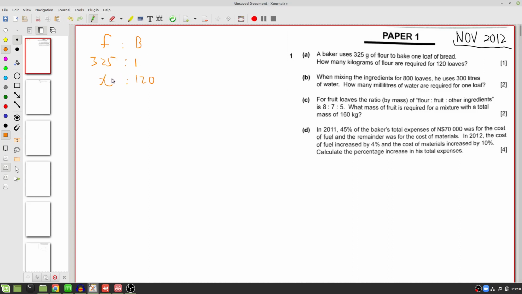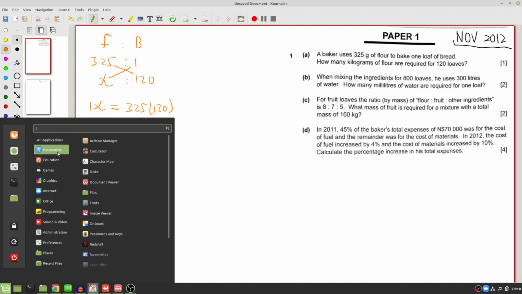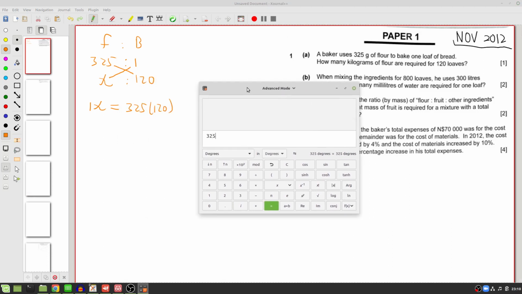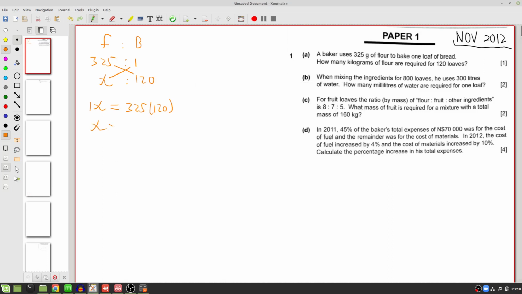Now what we can do is we can just cross multiply. So 1 times x is x, and 325 times 120 is what goes on this side. And 1 times x, let's just write 1x so we can see where we come from. Okay, now 1x is just the same as x. Let's rip out a calculator to do the calculation. Okay, so we've got 325 times 120, so 39,000. So x equals 39,000. And in this case, remember to put grams because this is grams, right?